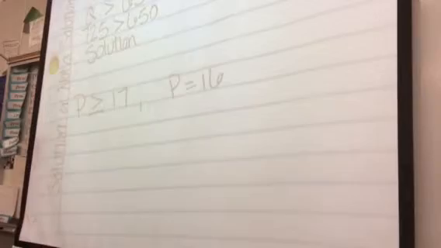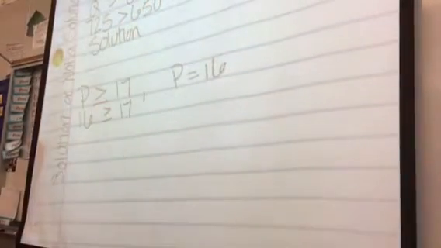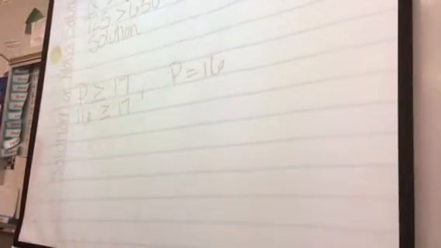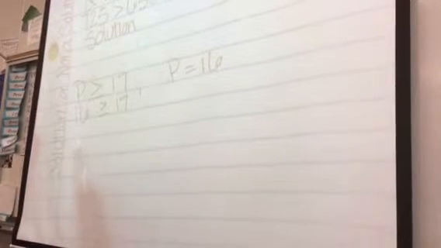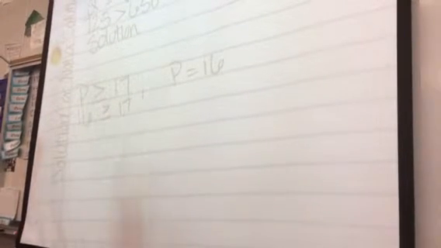Raise your hand if you remember doing this. Okay. Very similar. Then here's another example where I have P is greater than or equal to 17, where P equals 16. So I'm going to plug in my value of P. It's going to be 16 is greater than or equal to 17. And then I'm going to ask myself, is this true or not? Is 16 greater than or equal to 17? Nope, so not a solution.